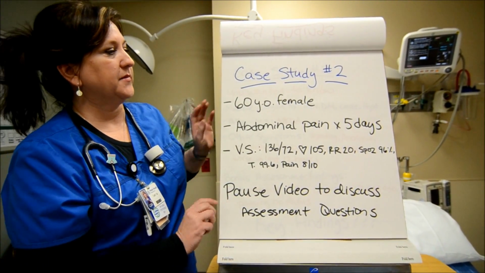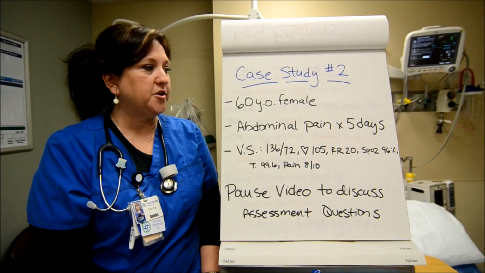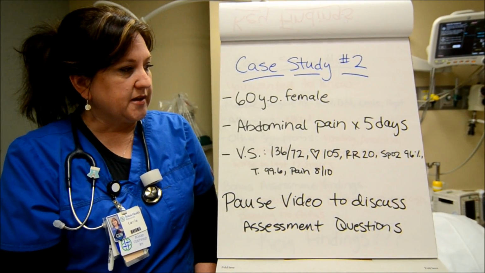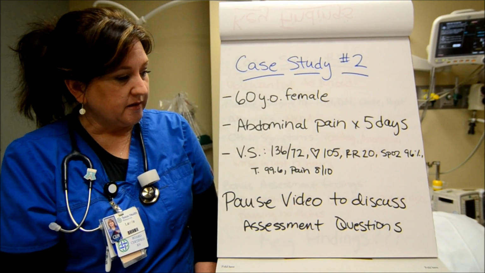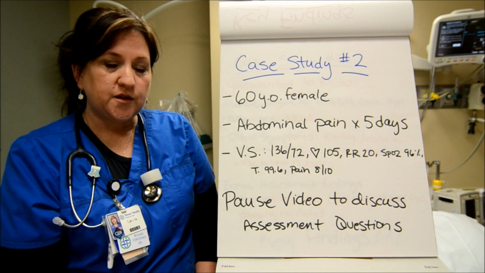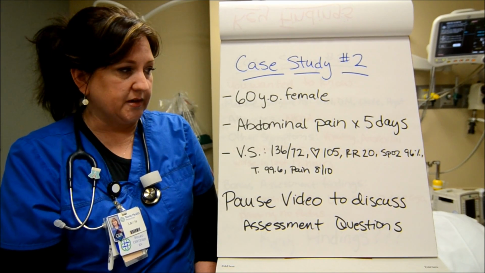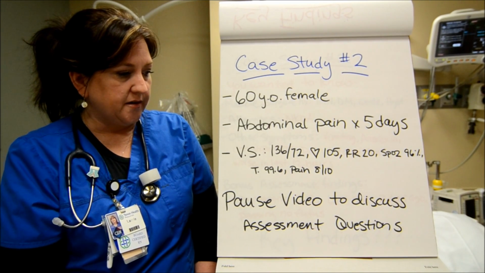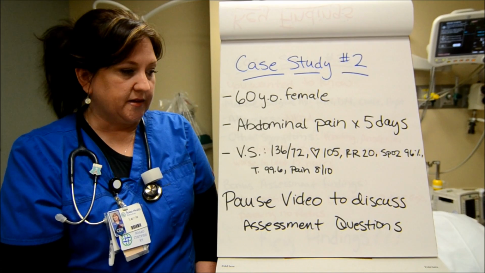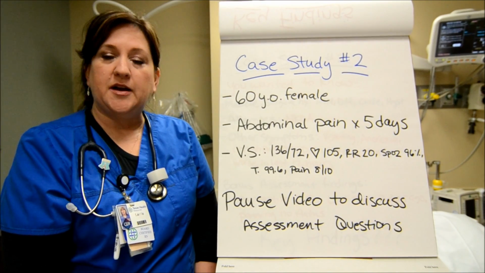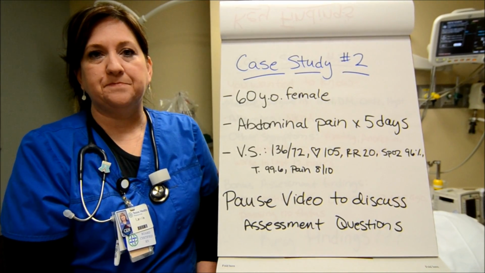All right, our second one. Triage nurse places this patient in your room. She's a 60-year-old female. She's had abdominal pain for 5 days. Her vital signs are 136/72, heart rate is 105, respiratory rate is 20, sats are 96%, temperature is 99.6, and her pain is 8 out of 10. We're going to pause the video now to discuss your assessment questions.